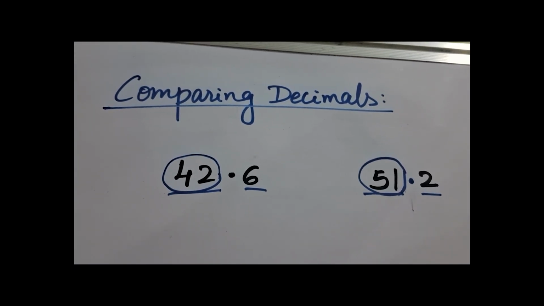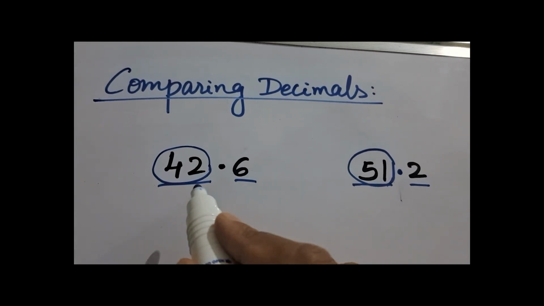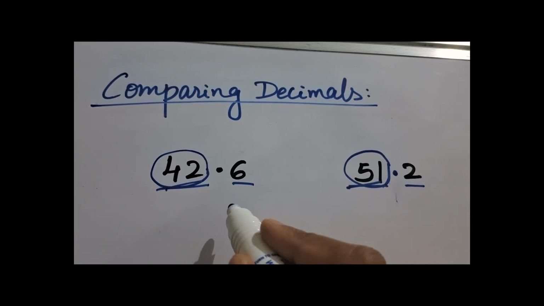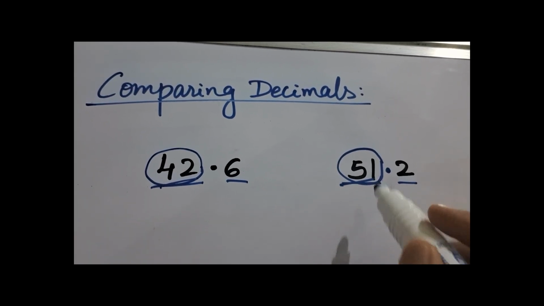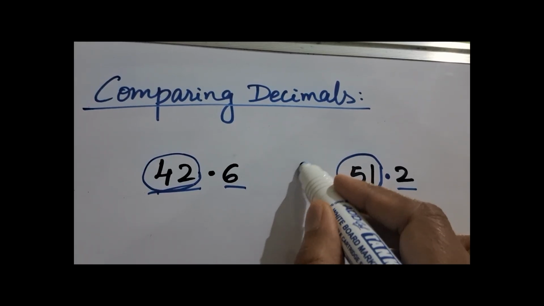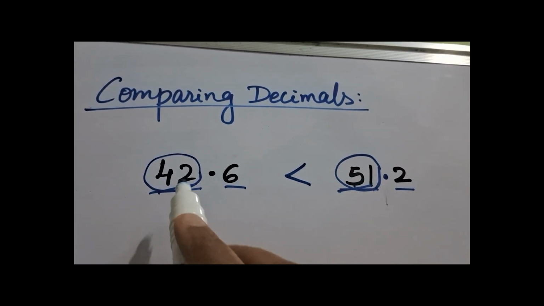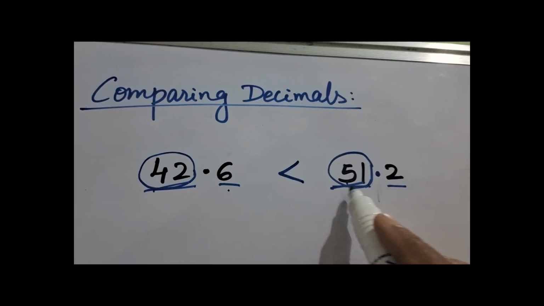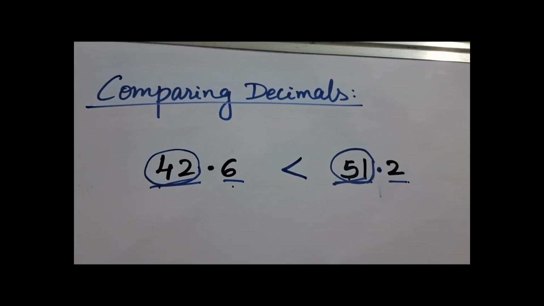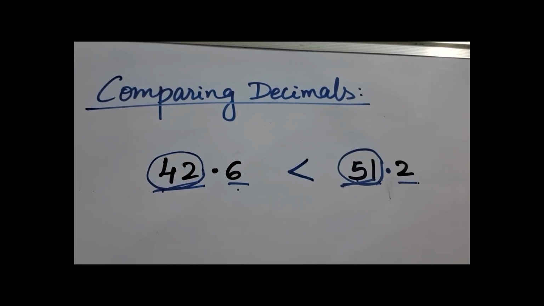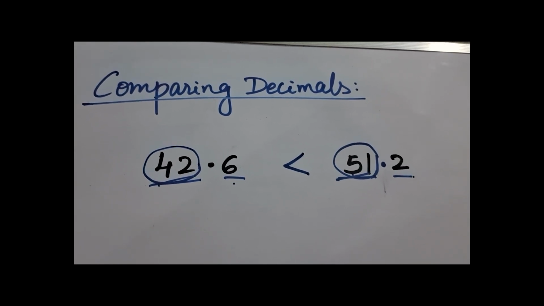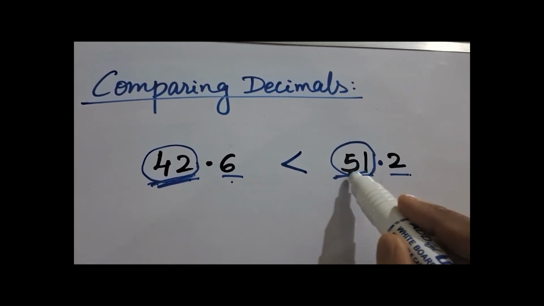Here in these two decimal numbers, 42 is less than 51. Okay children. So that means 51 is greater than 42. That means 42.6 is less than 51.2. So for comparing decimals, children, first we need to compare the whole numbers.